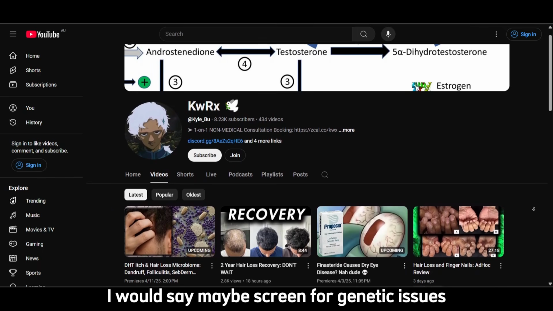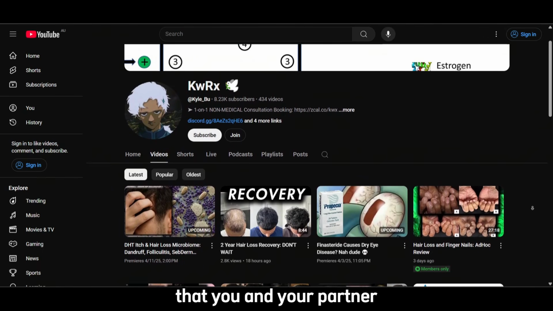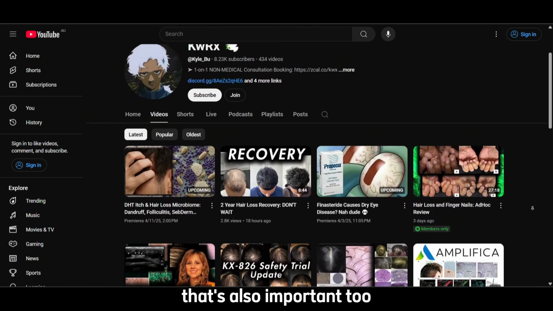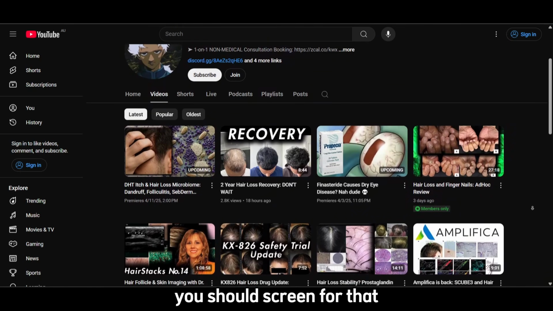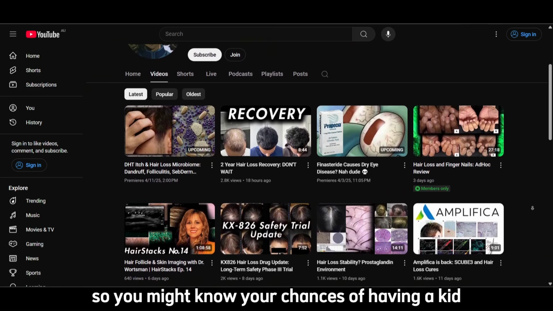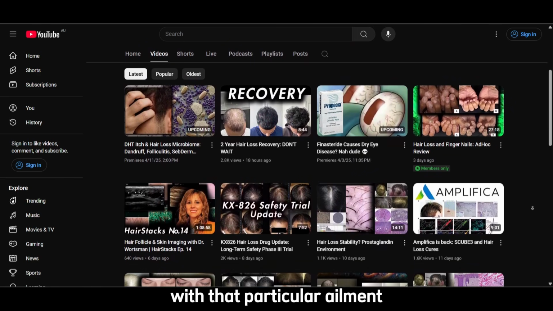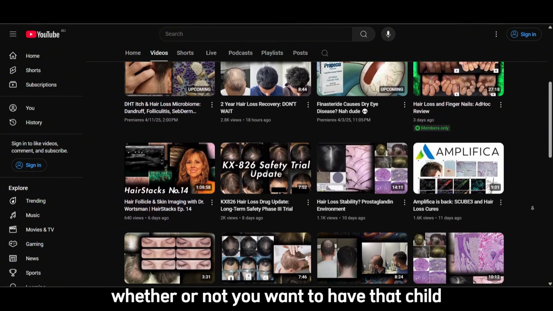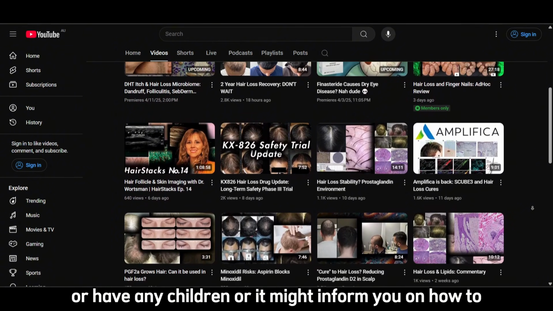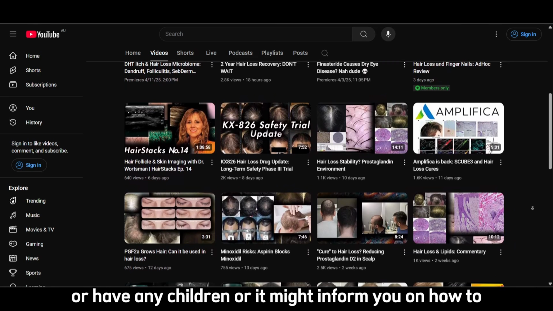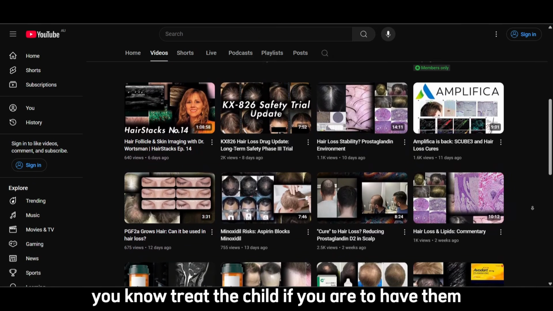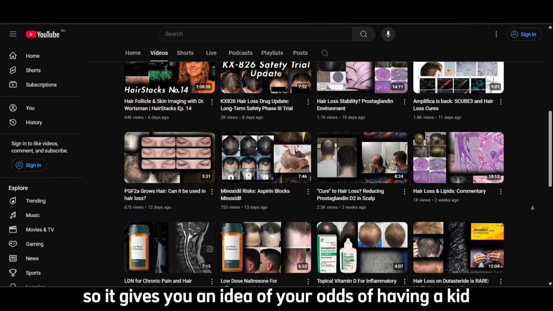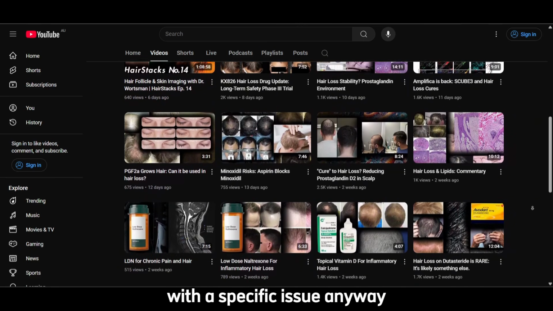I would say maybe screen for genetic issues, that you and your partner might be carriers for some kind of disease. That's also important too. You should screen for that so you might know your chances of having a kid with that particular ailment or disease or syndrome or whatever. So that can inform you whether or not you want to have that child or have any children, or it might inform you on how to treat the child if you are to have them. So it gives you an idea of your odds of having a kid with a specific issue.